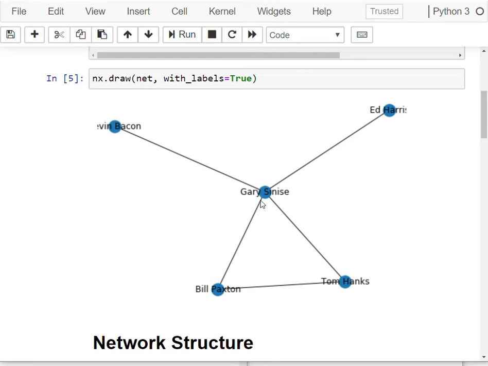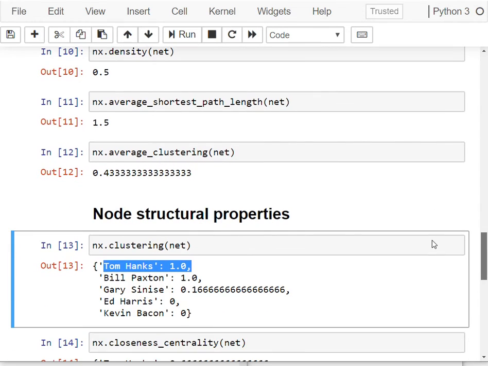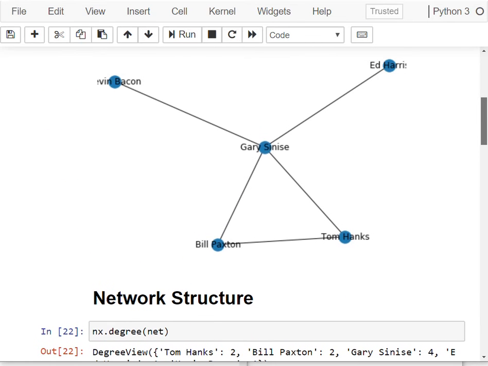On the other hand, if you take a look at Gary Sinise, he has 4 adjacent nodes and only 2 of them are connected, which is Bill Paxton and Tom Hanks. Hence, the clustering would be 0.166, because we have only one possible connection between these 4 neighboring nodes. That basically tells you how tightly connected the neighborhood of a certain node is in the network.